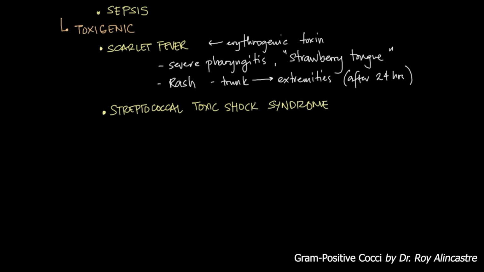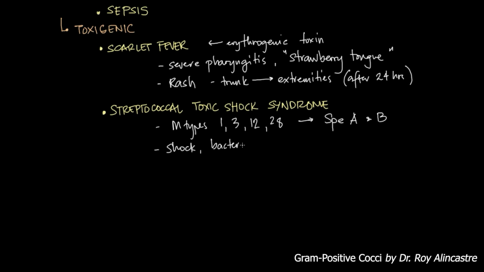that make pyrogenic exotoxin A or B are associated with very severe infections that cause the streptococcal toxic shock syndrome. Okay, so this is characterized by shock, bacteremia, respiratory failure, and even multi organ failure. And the mortality rate is high at around 30%.